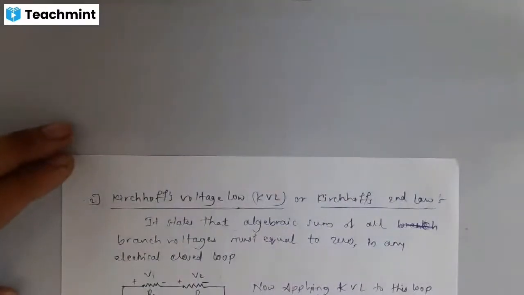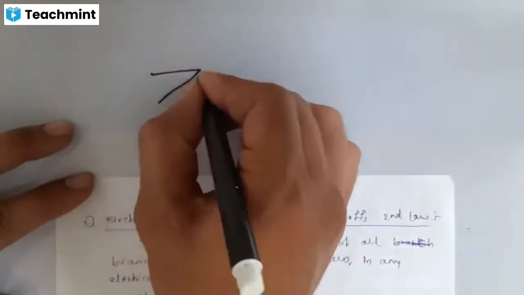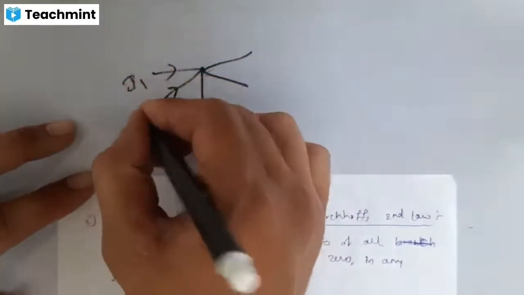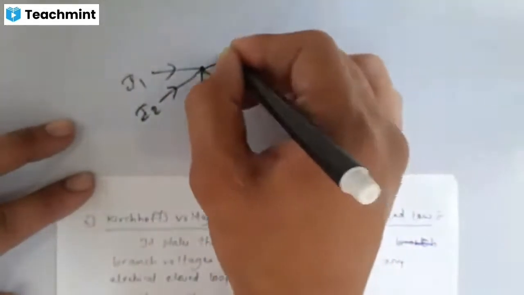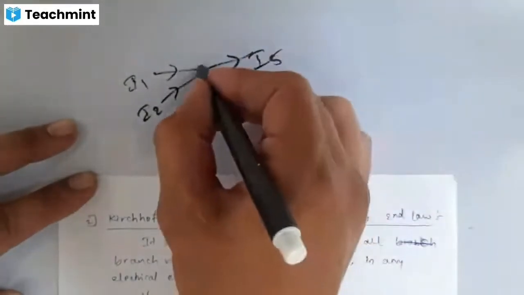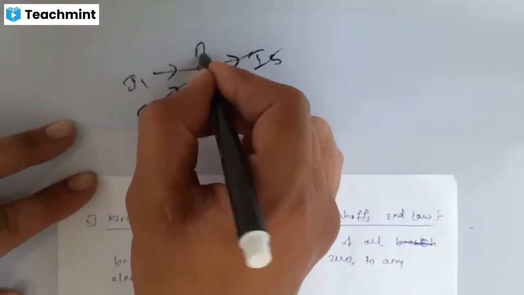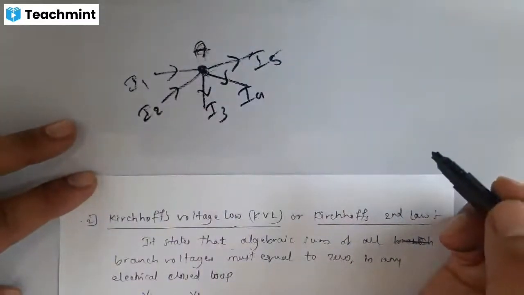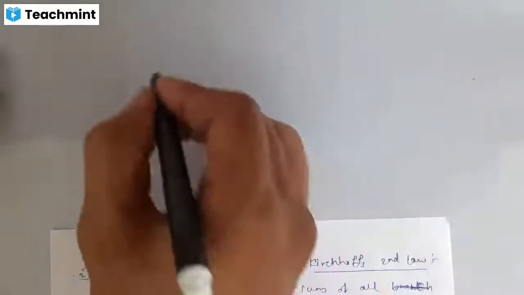In KCL, the Kirchhoff current law, we considered a junction. I1 is coming in, I2 is also coming in, I3 is going out, I4 is going out, and I5 is also going out. What did we consider here? A junction, or node. Point node A we considered for KCL. For KVL, what do we consider? For KVL, we consider a closed loop.